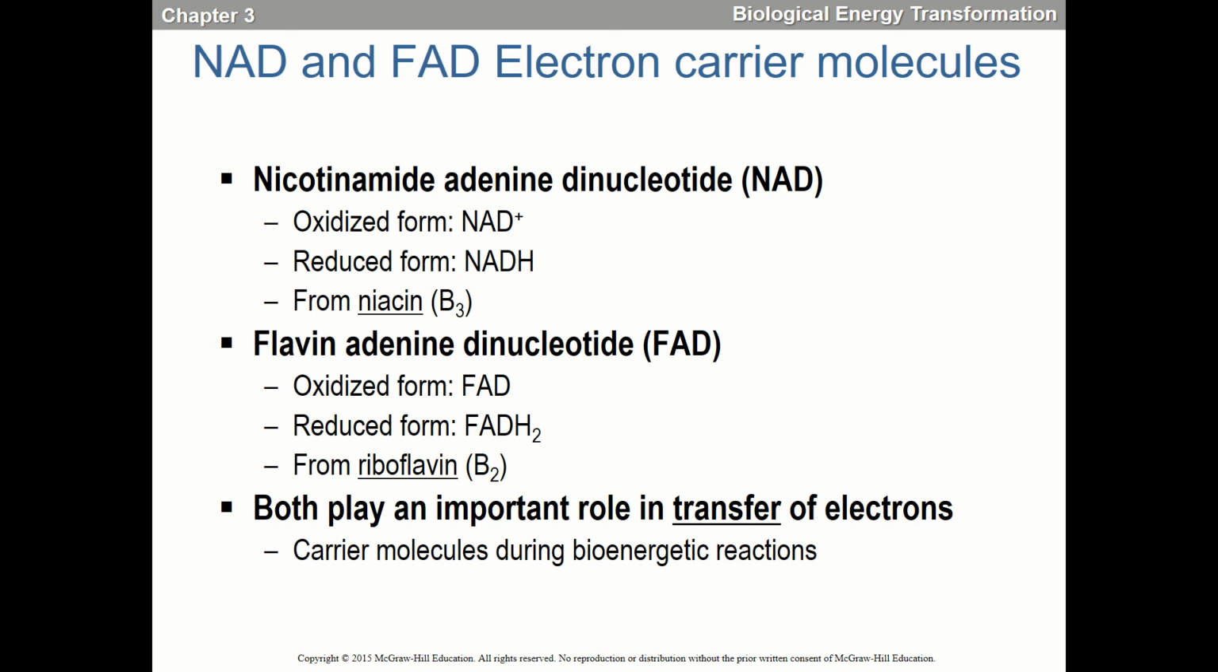And I want you to know what these are. Nicotinamide adenine dinucleotide and flavin adenine dinucleotide. So we need to know what these are. Now, you're never going to have to spell that on the test because that would be absurd. This isn't an English class. Even though those probably aren't English words, probably Latin, I think. We need to know what the oxidized and reduced form for NAD and FAD are.